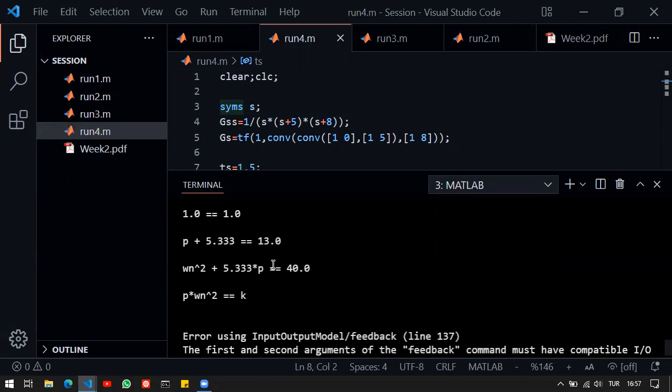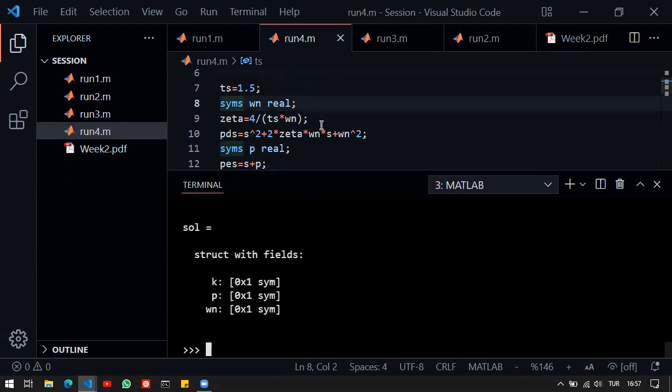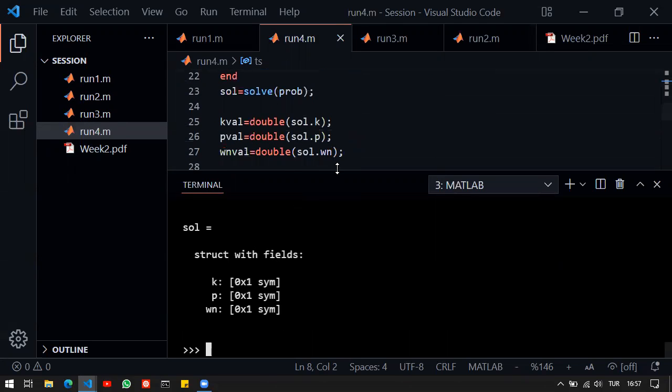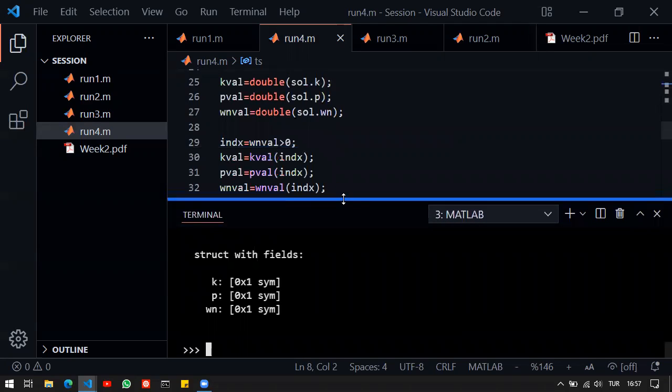Because for some reason it didn't work. And if I look into the solution, I can see that it's not about my elimination piece here, where I was looking for positive omega n or positive p-value, etc. We don't get any solution here. So how about that?